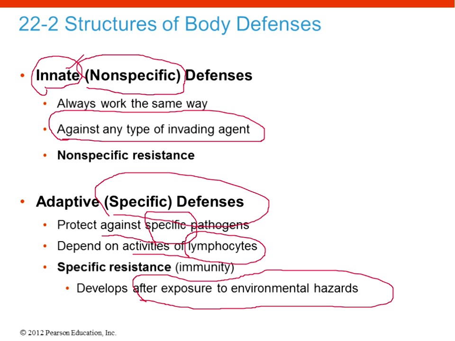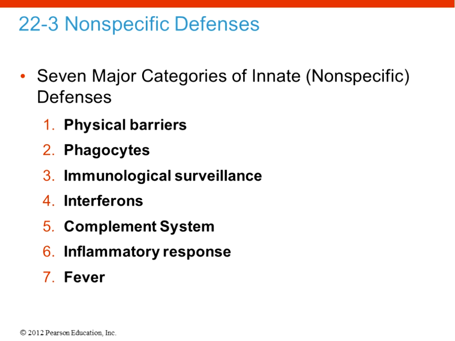So there's really two components to each, right? Innate and non-specific, adaptive and specific. So make sure you understand that, and include both parts when you're talking about these two types of defense systems. All right, so the first we're going to look at is non-specific defense, or innate, right?